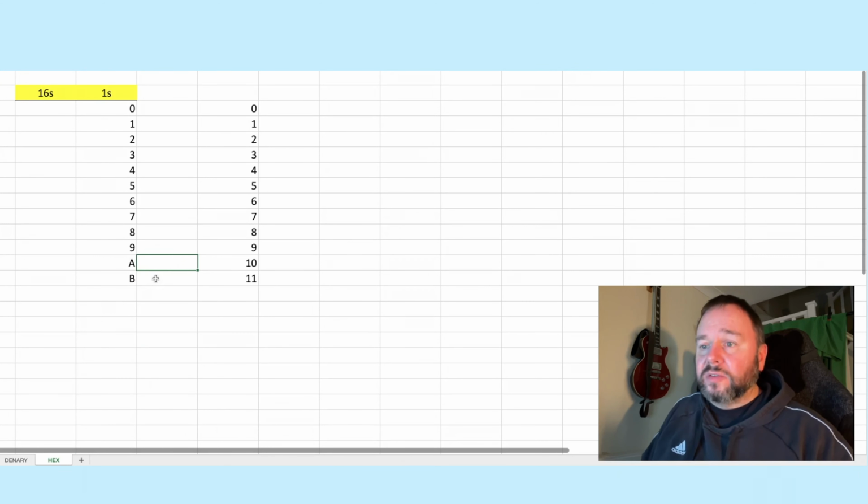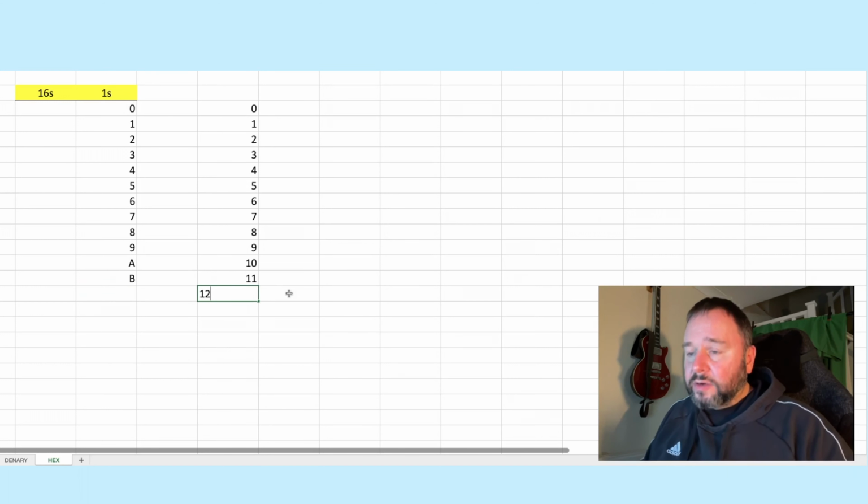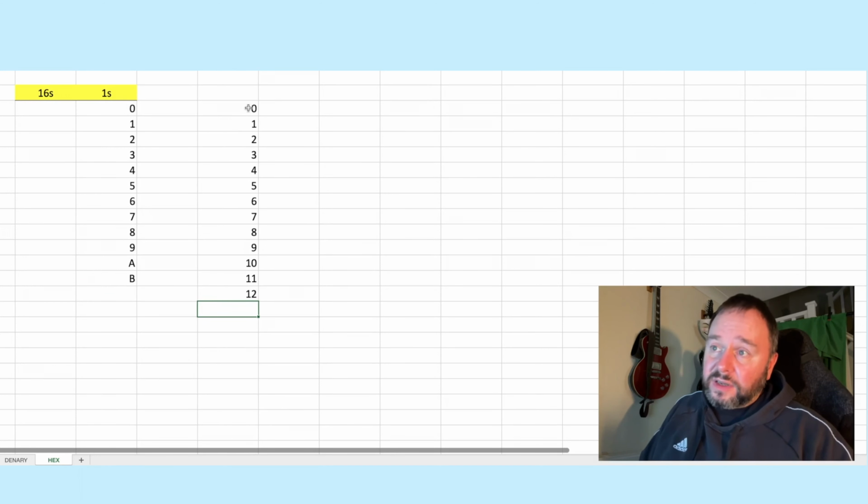Let me just align that over there. So AB, so to represent 12. Now remember, we need to go to 15 because including 0, we're counting in groups of 16s.